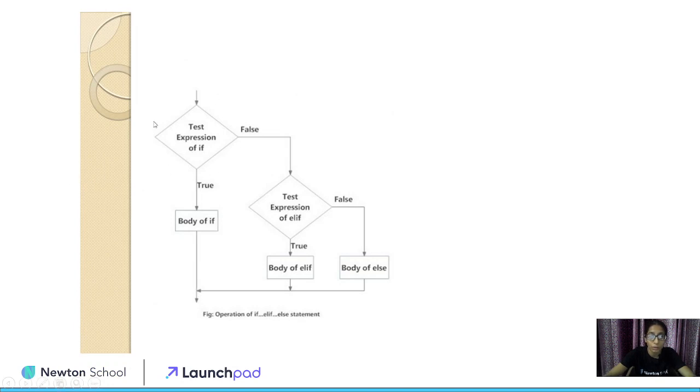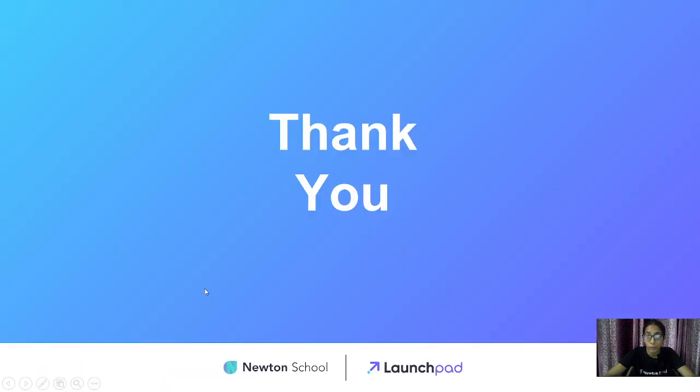If the condition is true, it will go to the body itself and execute. But if the condition is false, it will go to the elif block. Again it checks true or false. If the value is true, it executes the elif body. If not, it goes to else. Then the similar structure goes to the endpoint.